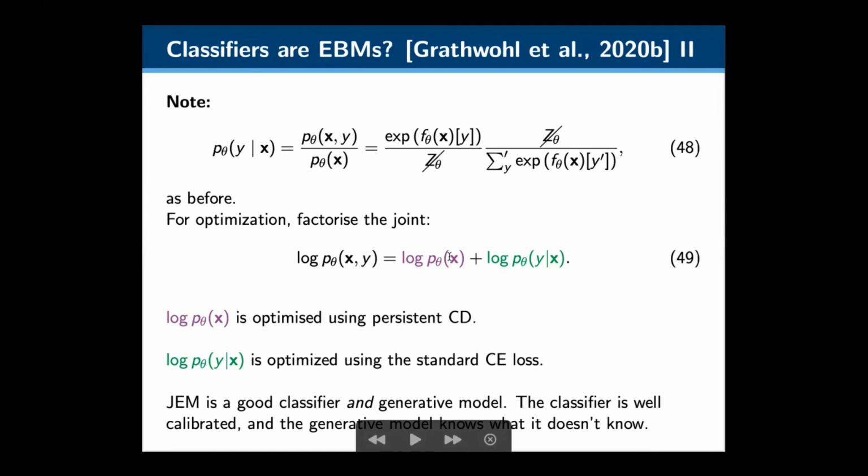which is a variation of contrastive divergence, where you keep a buffer of your samples that you spent a lot of effort getting with your MCMC, which speeds up training but does make it a bit more unstable. So we train an energy-based model here, and then we train a normal classifier in green, and this ends up giving us a model that's both a good classifier and a good generative model, and good in the sense that the classifier is well calibrated, and the generative model, for example, knows what it doesn't know. It's good at OOD detection, for example.